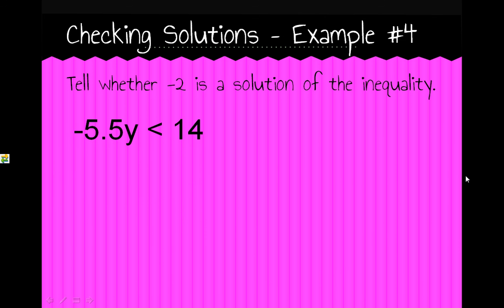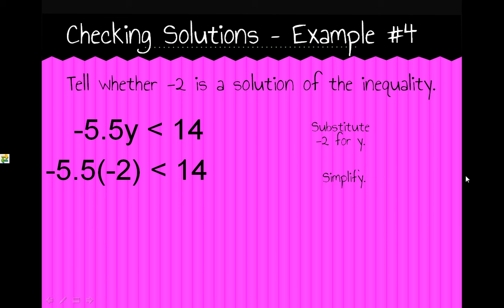Okay, let's look at this one. Tell whether negative 2 is a solution of this inequality. First thing we're going to do, plug in negative 2. Let's solve the left. A negative 5.5 times a negative 2 is positive 11. And is positive 11 less than 14? Yes, it is. So it is a solution for this inequality.